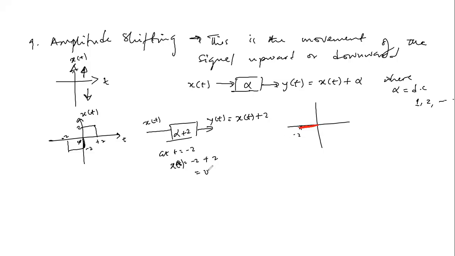Then at t equal to 0, the amplitude S of t is +2, and we're adding 2 to it, so 2 plus 2 is equal to 4. So if this is 2, then this is 4, right? So the signal goes up this way.